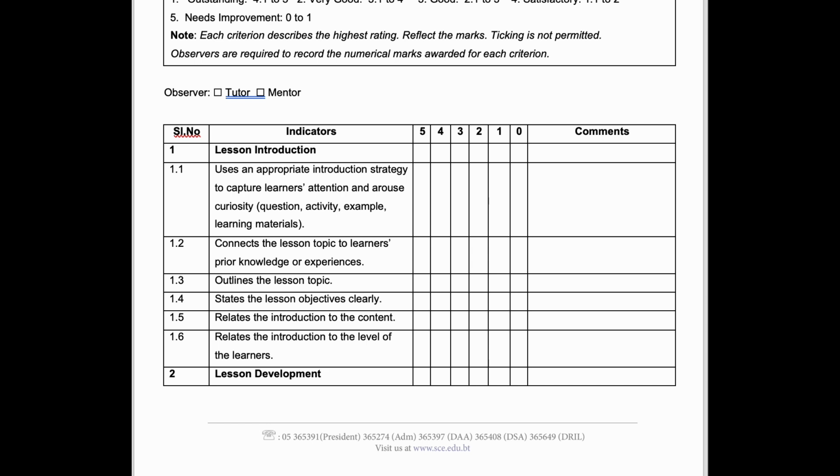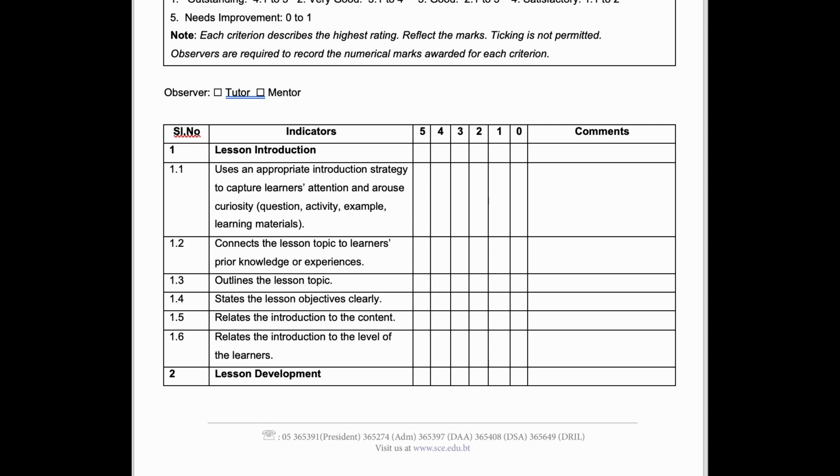The student teacher should connect the lesson topic to learners' prior knowledge or everyday experiences. This helps learners make meaningful connections between what they already know and what they are about to learn. The student teacher should also clearly outline the lesson topic so that the learners understand what the lesson is about. In addition to that, the lesson objectives should be clearly stated so that the learners know what they are expected to learn or be able to do by the end of the lesson.